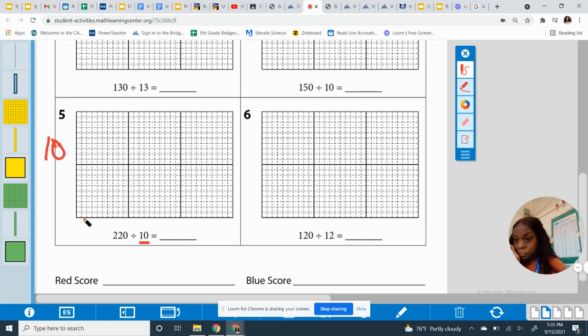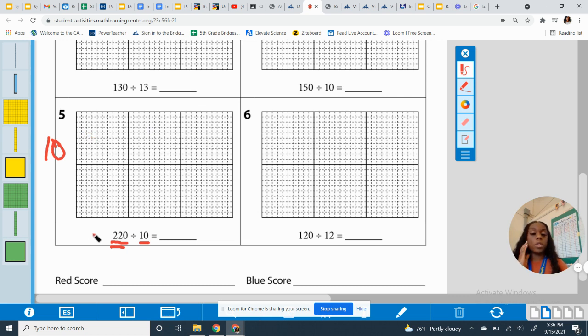Then we need to shade in our dividend. The dividend is the number that we are going to divide. Here's our dividend. We need to represent or show 220 boxes shaded in. How do we do this quickly? Understanding that one large square is 100, we can easily count the squares.